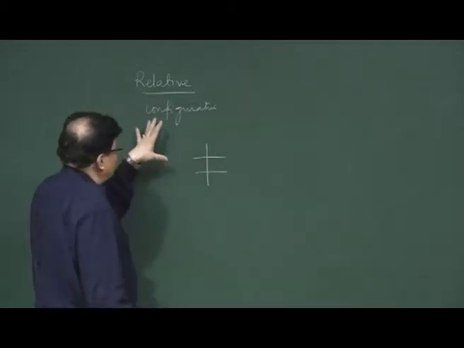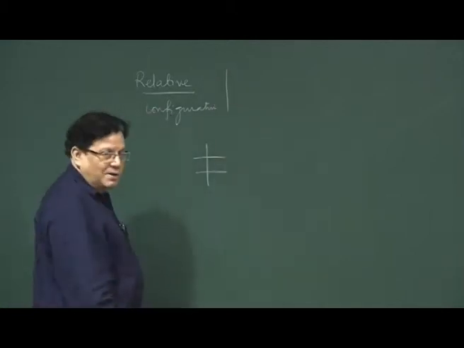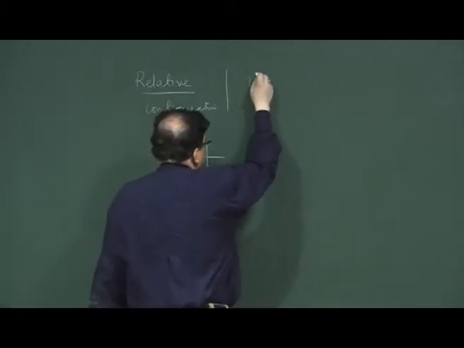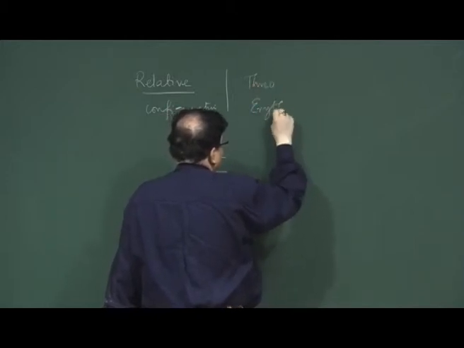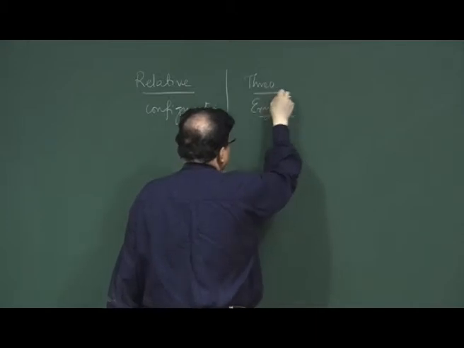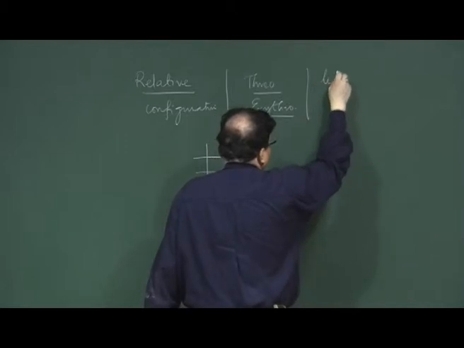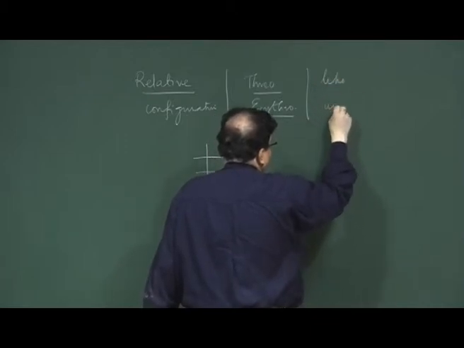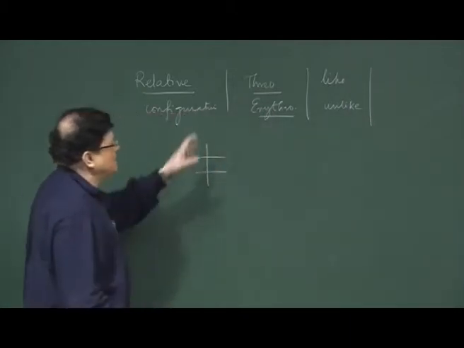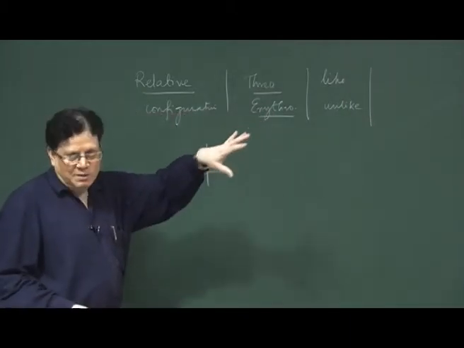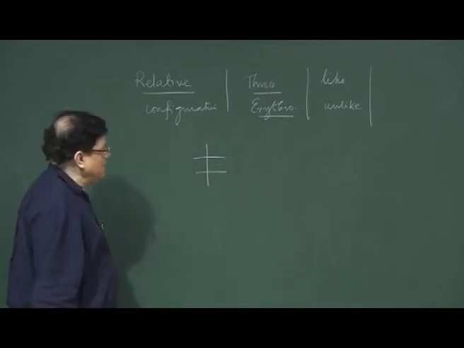Now, for this relative configuration, there are different ways to designate it. One is called threo-erythro. Another is called like-unlike. We will discuss only a few. There are many ways to describe these relative configurations.